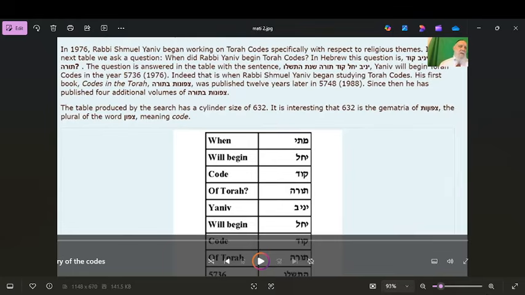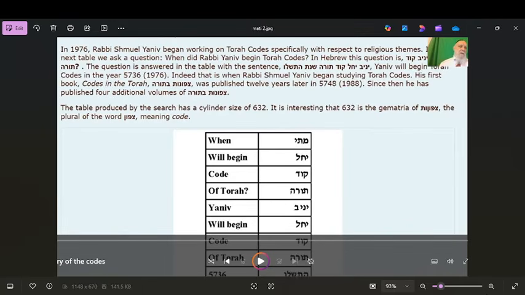Since then, he has published 4 additional volumes of Tzofnot Torah, Secrets of the Torah. The table produced by the search has a cylinder size of 632, meaning lines with this number of letters. It is interesting that the number 632 is the gematria, the numerical value, of Tzofnot, the plural of the word Tzofen, meaning codes. So you can see this clearly.